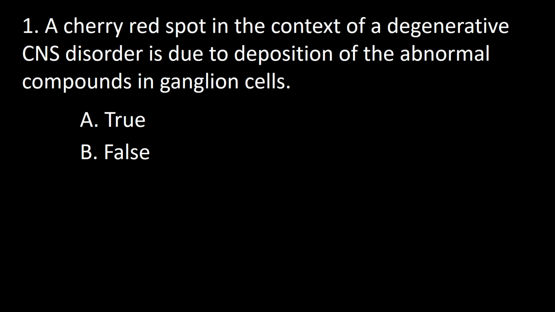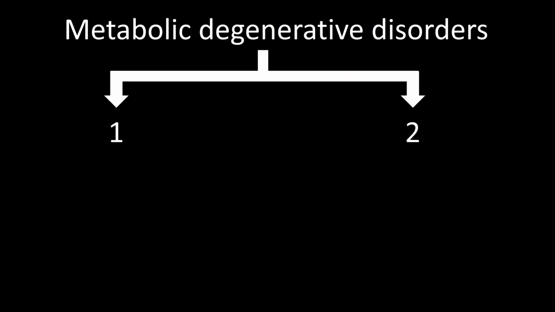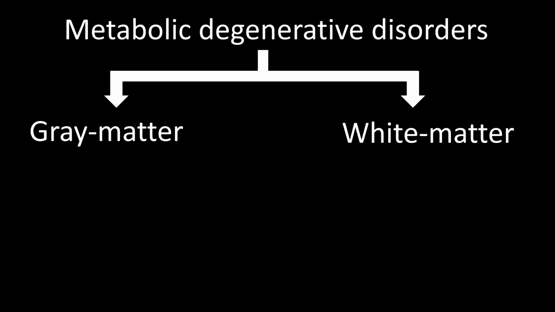The first question is, a cherry red spot in the context of a degenerative CNS disorder is due to deposition of abnormal compounds in ganglion cells. A true, B false. Metabolic degenerative disorders can be classified based on the prevailing central nervous system findings in two groups: those with prevailing gray matter findings and those with prevailing white matter findings.